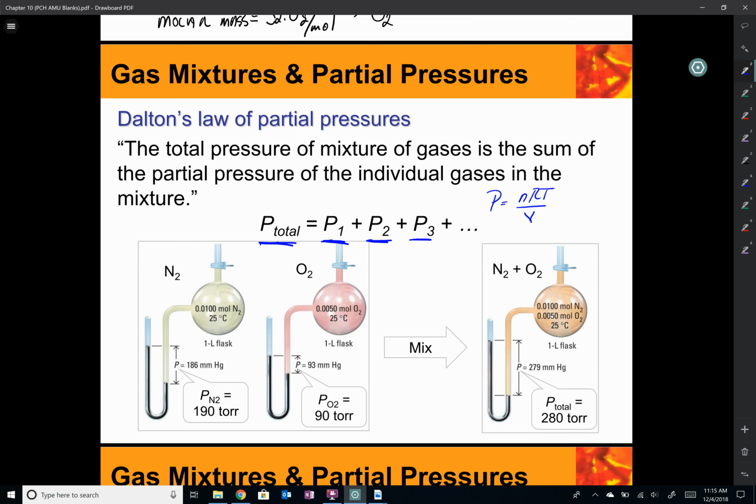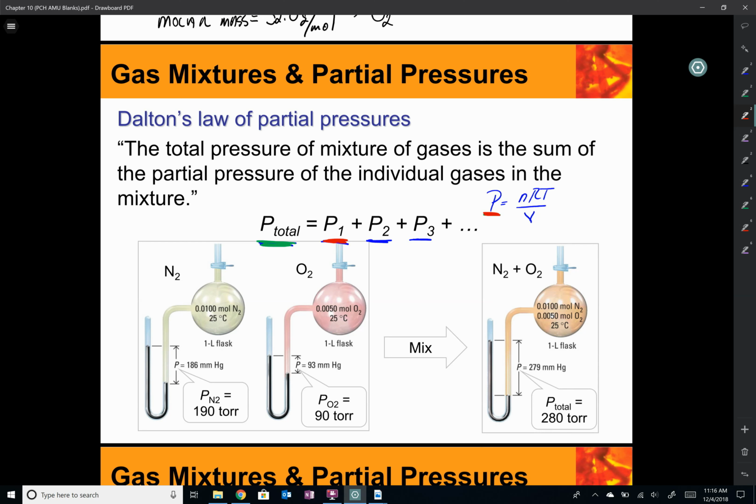Now the tricky part becomes whether we're talking about total pressure, or if we're talking about the individual pressures. But in both cases, P is equal to nRT over V. We just have to pay close attention to what data is given and then make sure we're applying the correct values into our equation.